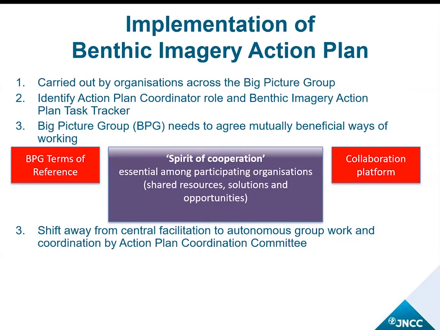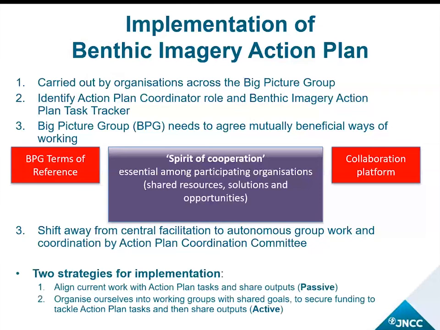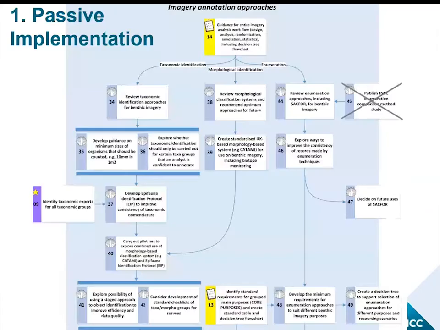And so with these four pieces in place, there are two ways that we can crack on with stuff, a passive implementation and an active implementation. And I'll explain a little bit about those now. So first of all, this is a picture of a blown-up section of the action plan and the tasks inside, and the tasks linking up and flowing all together.